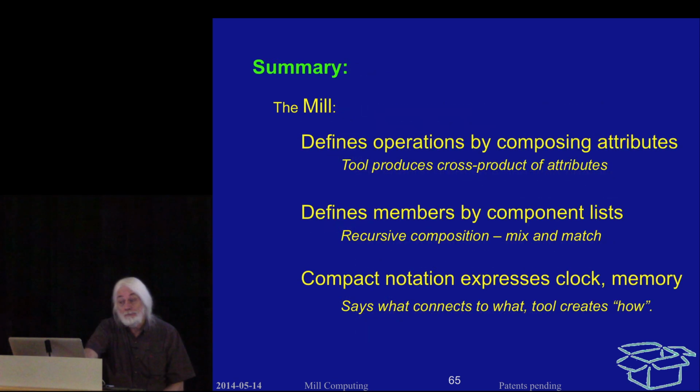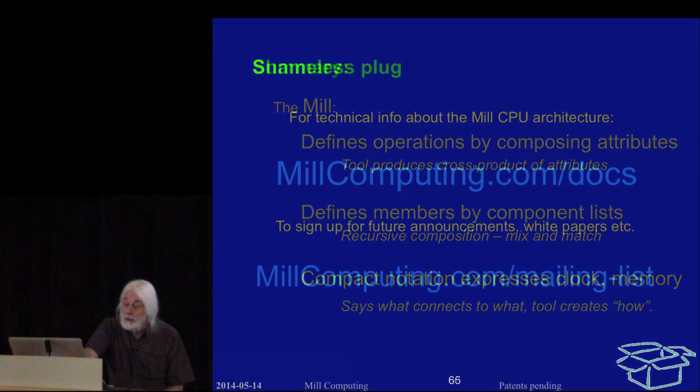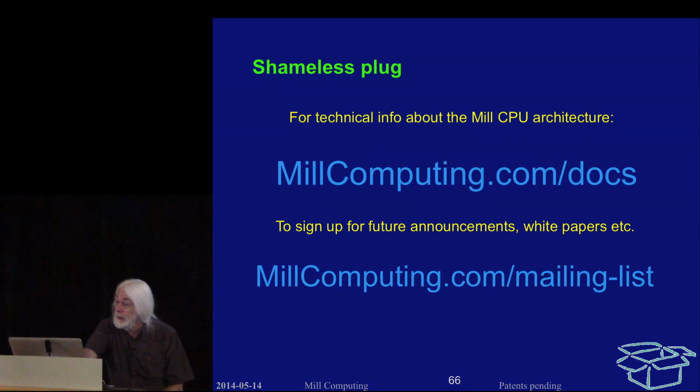In sum, everything is done by composing attributes, and the tools that are produced use the cross product of those attributes. The architecture is done by recursive composition, mix and match, and there's a compact notation for doing it all in.